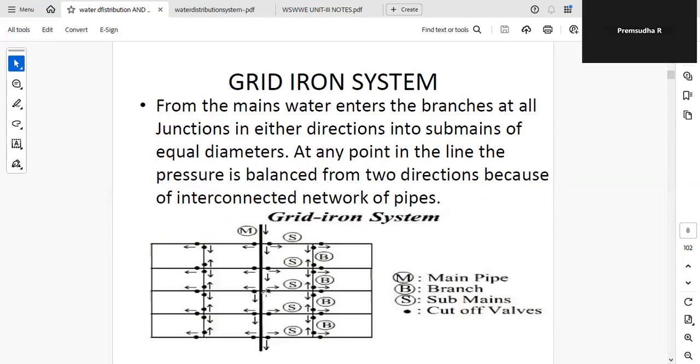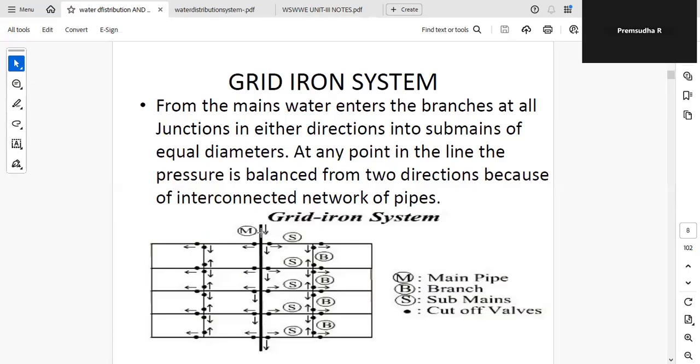And the next is the gridiron system. So it is in grid form. The main water enters the branches at all junctions in either direction into submains of equal diameter. All the pipes are of equal diameter. At any point in the line, the pressure is balanced from two directions because of the interconnected network of pipes.